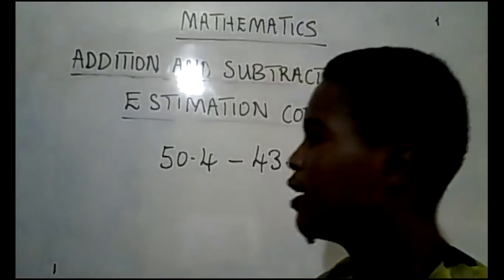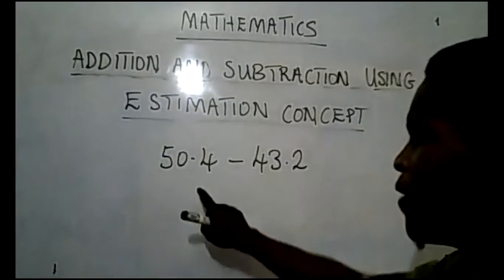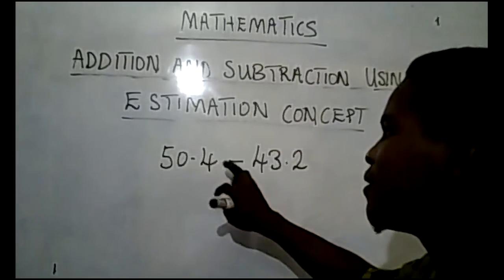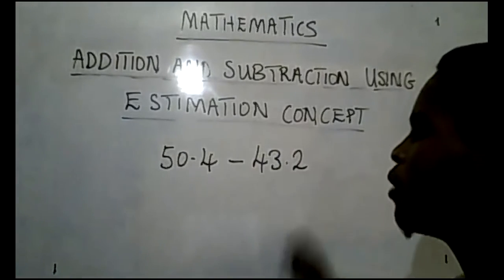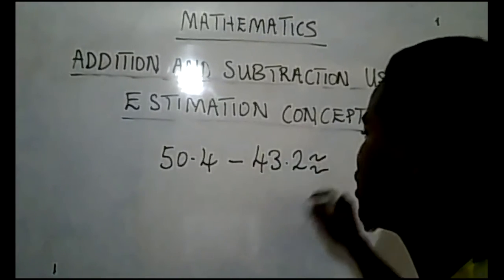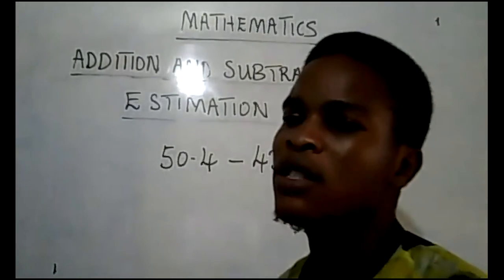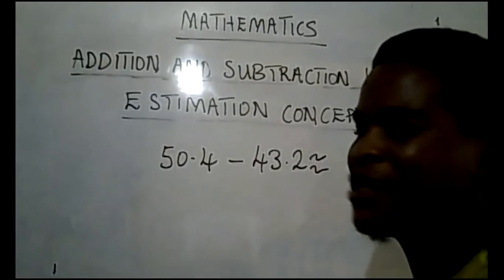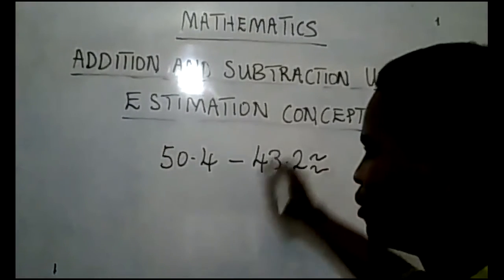Now, how do we solve this? Look at the board again. The question says subtract 43.2 from 50.4. That is 50.4 minus 43.2. How do you do this? The first thing you need to do, as we have been saying, is to convert each of the figures to the nearest whole number. And how do you do that? Just like we did when adding the other time.